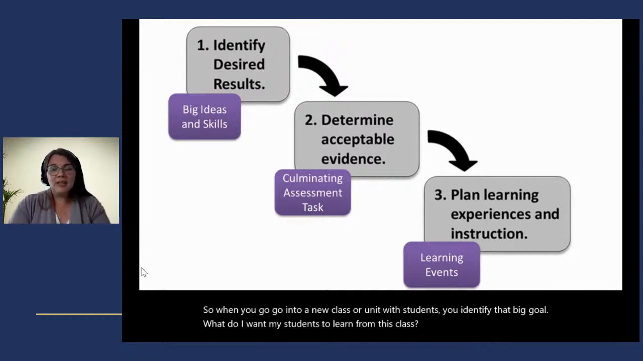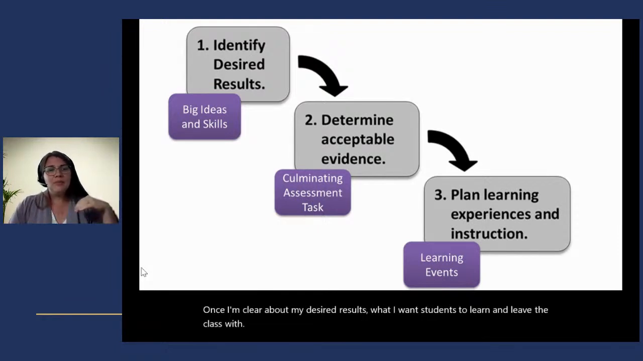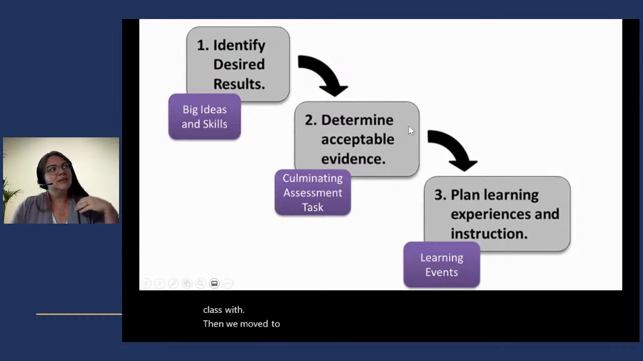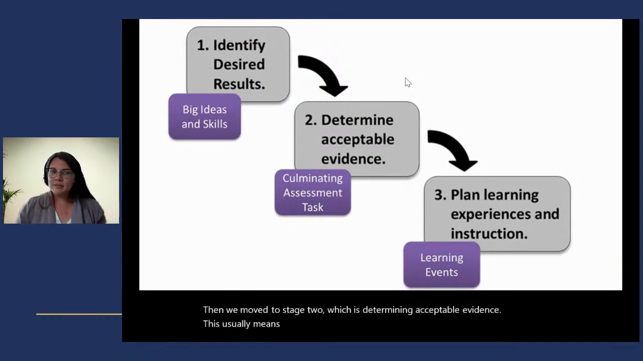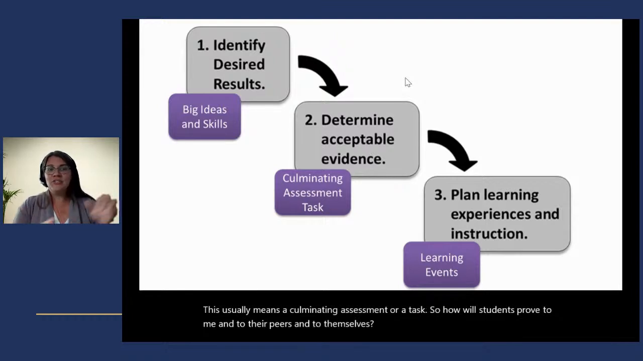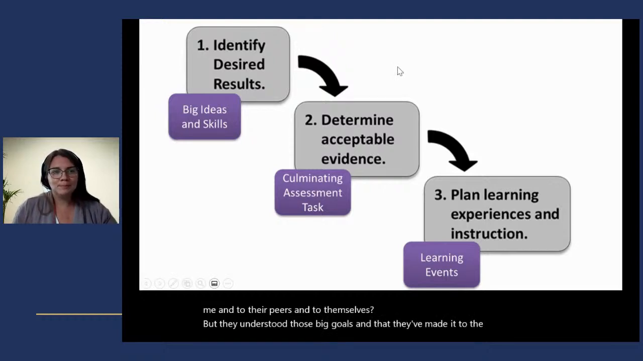Once I'm clear about my desired results, what I want students to learn and leave the class with, then we move to stage 2, which is determining acceptable evidence. This usually means a culminating assessment or a task. So, how will students prove to me and to their peers and to themselves that they understood those big goals and that they've made it to the desired results?